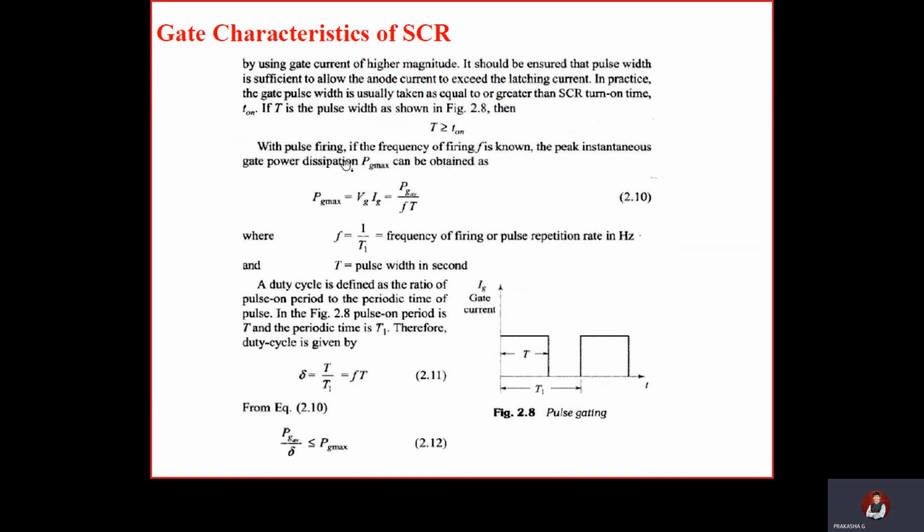With pulse firing, triggering, if the frequency of firing f is known, the peak instantaneous gate power dissipation P maximum can be obtained. Once you know the equation, P is equal to V into I, that is Vg into Ig, and Pg average is equal to f into T, where f is your firing frequency and T is the actual width of the pulse, where f is equal to 1 over T1.